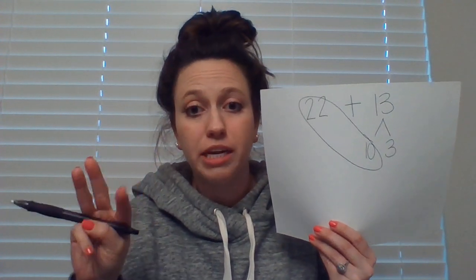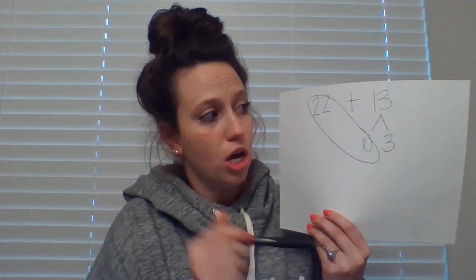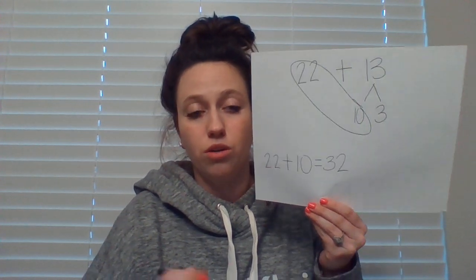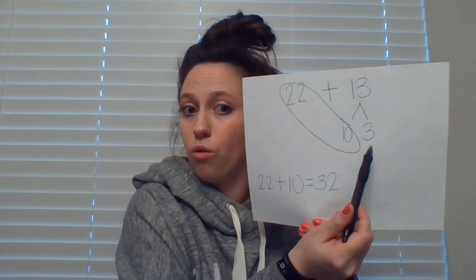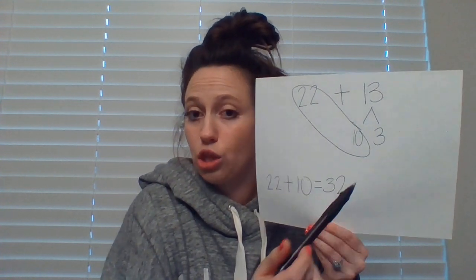Okay. Step 3 is their tens number sentence, which is going to be 22 plus 10. So we're going to write 22 plus 10, and they should know that 22 plus 10 equals 32. Then we're going to go to the only number that's left. We used 22, we used 10, we broke down 13, so the only number that I have left is 3.